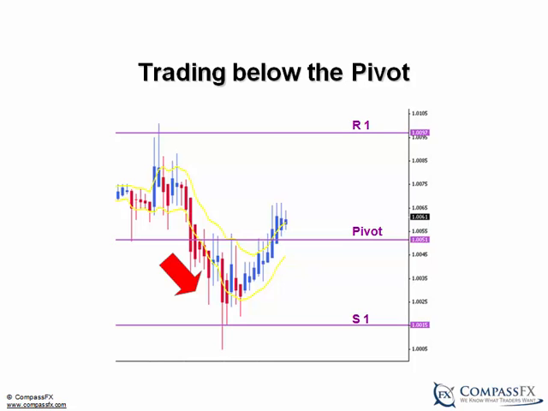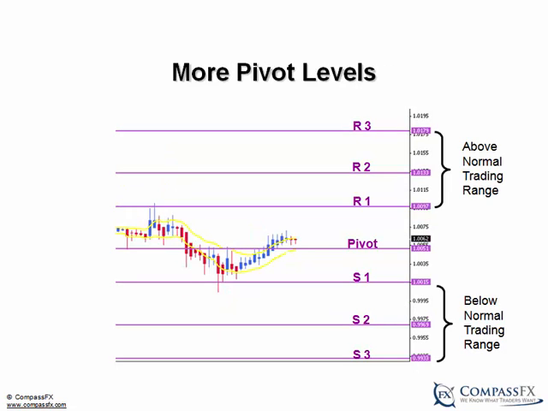Now the market's pushed back up, it's moving back above the pivot, with the potential to see it move to the R1. So what happens when the market trades above the R1 or below the S1? Well, we have more pivot levels. If the market is moving to the upside, we look for it to go beyond the R1 and push up to either the R2 or the R3. This is what we refer to as above normal trading range. And you would use the R2 and the R3 as potential targets to trade to.